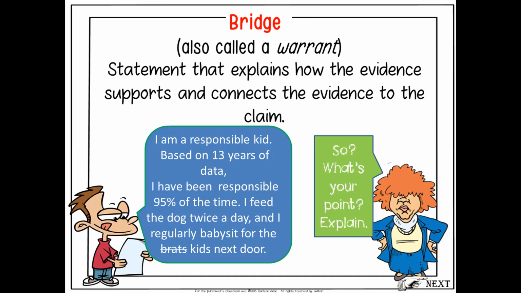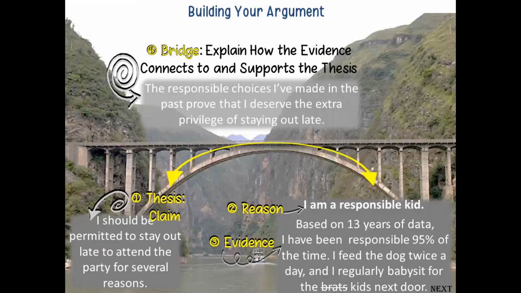And so the mom's like, so what's the point? He's got to explain that. He's got to connect it. This is kind of a visual of that bridge. You explain how the evidence connects to and supports the thesis. And so he states, the responsible choices I've made in the past prove that I deserve the extra privilege of staying out late. So this is his bridge.